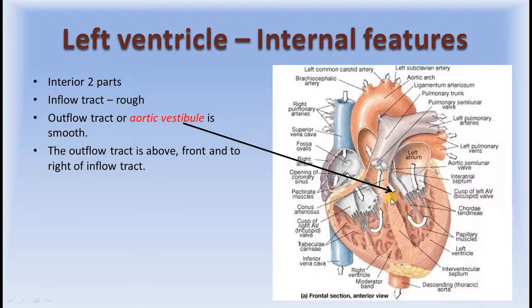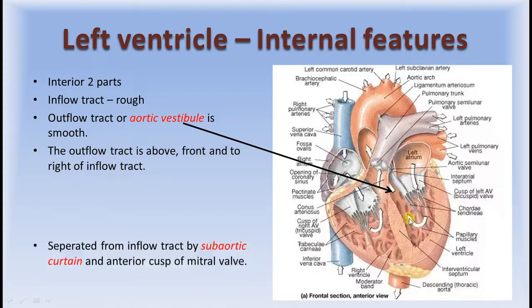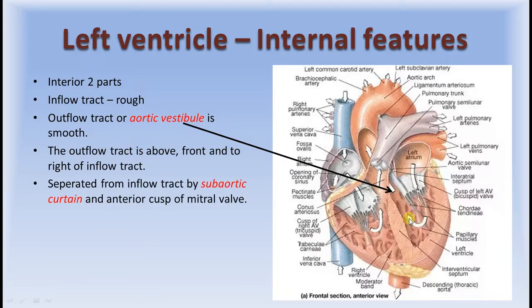Now the blood from the inflow tract to the outflow tract has to make an acute angle. Here it makes an obtuse angle, but here it makes an acute angle. Okay. So as I told you, the inflow tract is separated from the outflow tract by the subaortic curtain.